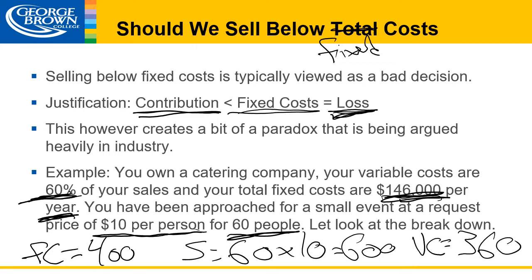Okay, so 600, which is our sales, minus $360, which is our variable costs, gives us $240 left over, which does not cover our $400 of daily fixed costs, right? So we'd be doing this function at a loss, right? However, if we understand something else, maybe it could change the way we're looking at this decision, which I'm going to show you on the next slide.